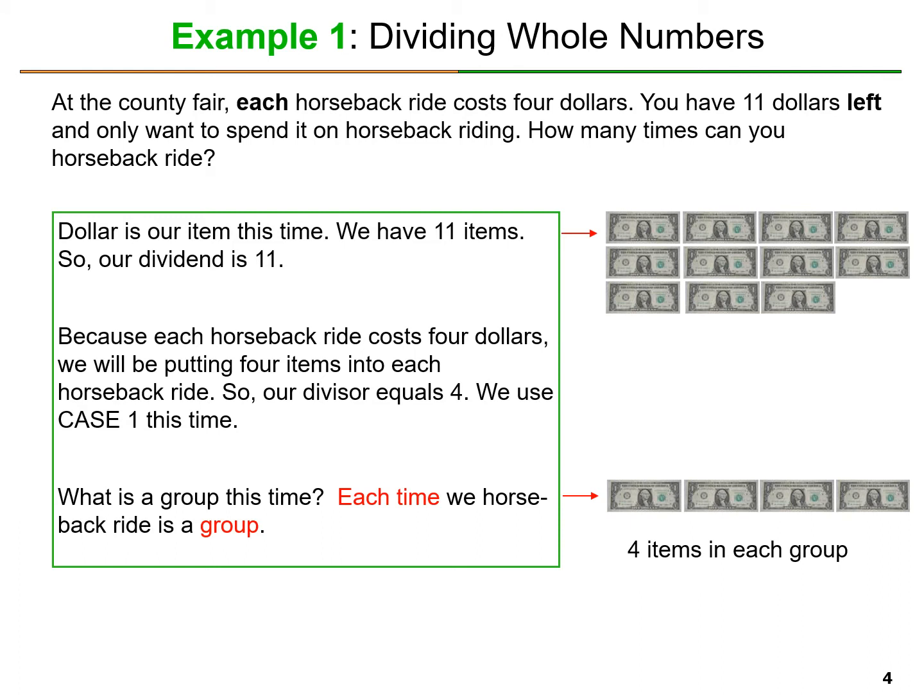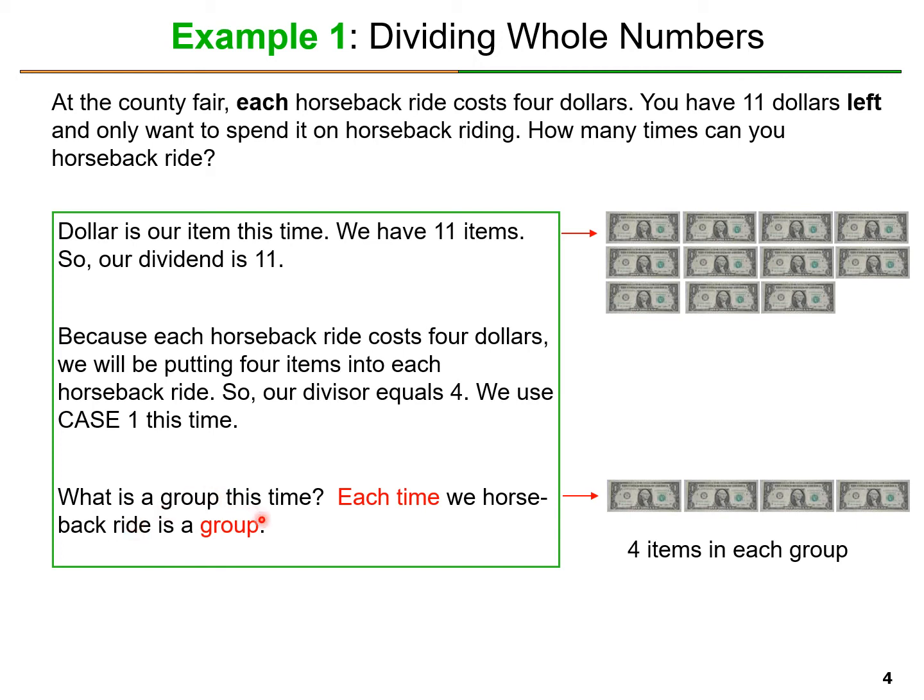Dollar is our item this time. We have 11 items. So over here, we see that we have 11 total dollars. So our dividend is 11. Because each horseback ride costs $4, we will be putting 4 items into each horseback ride.